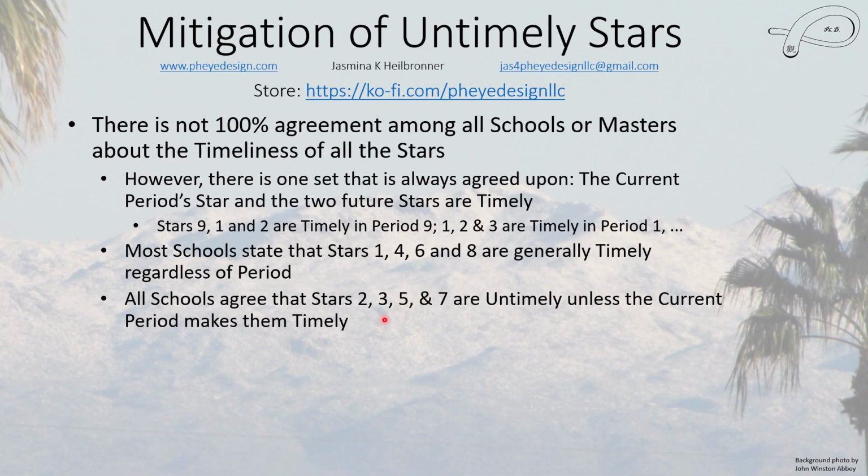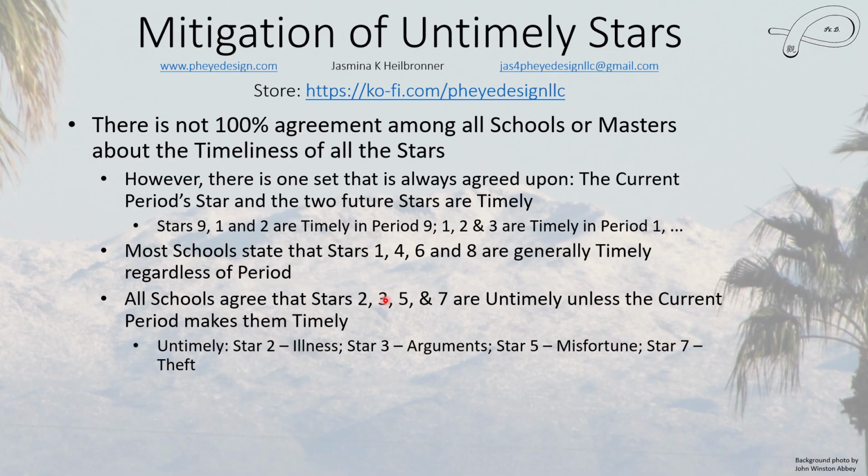All schools agree on this too, that 2, 3, 5, and 7 are untimely unless the current period makes them timely. And this is definitely agreed upon in the flying star chart and the purple-white chart. There's a disagreement when it comes to the annual month stars, which I'll cover in just a little bit. But this means that although star 2 is normally untimely, we are in period 9 and star 2 is timely. So instead of being an illness star, it becomes a wealth star.